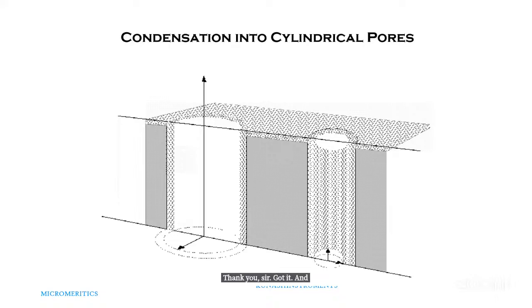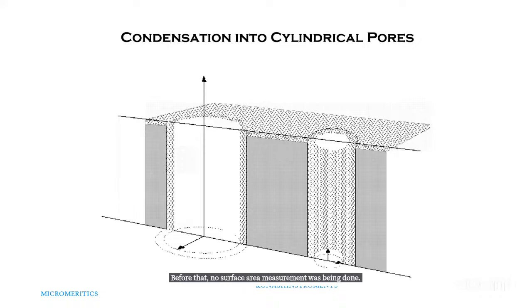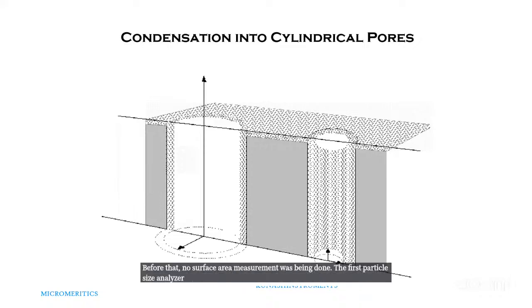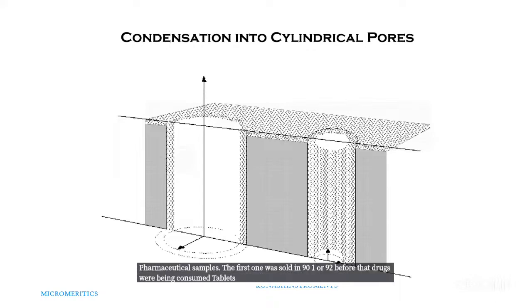And you're not very wrong. I think the first surface area instrument, at least in the country, was sold in about 1995. Before that, no surface area measurement was being done. The first particle size analyzer to a pharmaceutical company was sold in about 91, 92. So nowadays, nobody asks the question why particle size is being measured on pharmaceutical samples. Before that, drugs and tablets were being consumed, but this started only later.